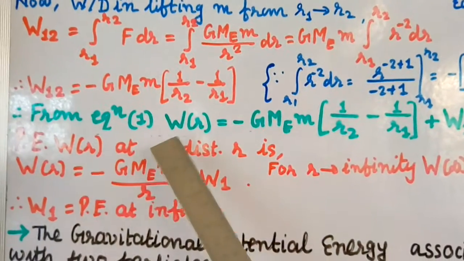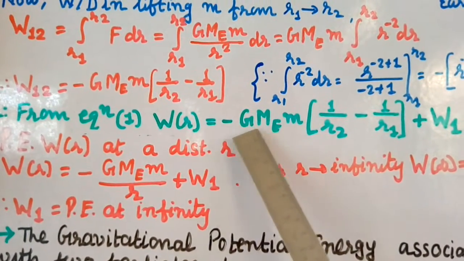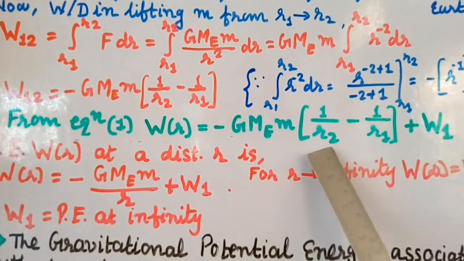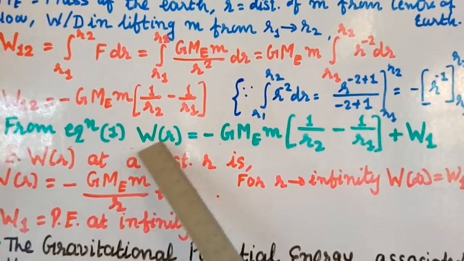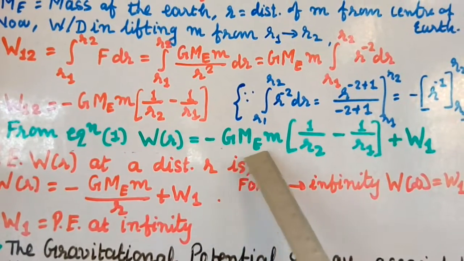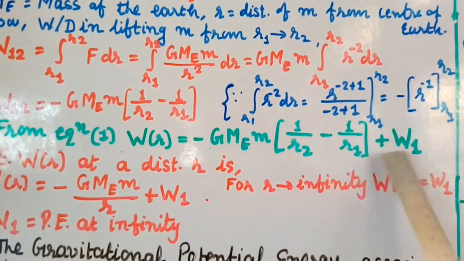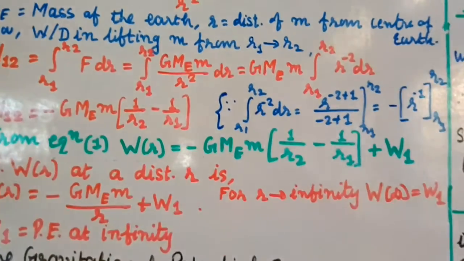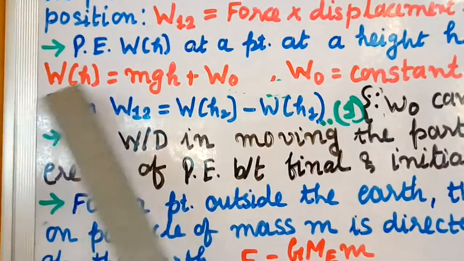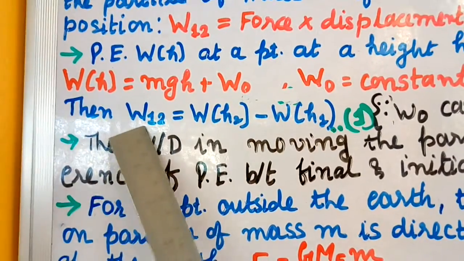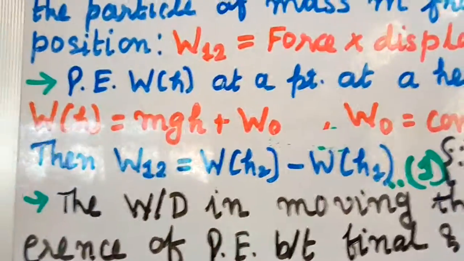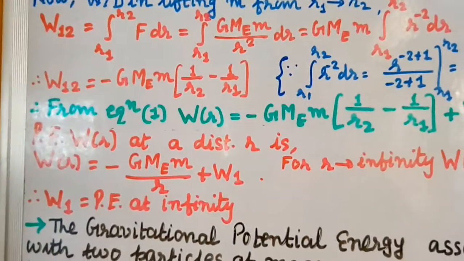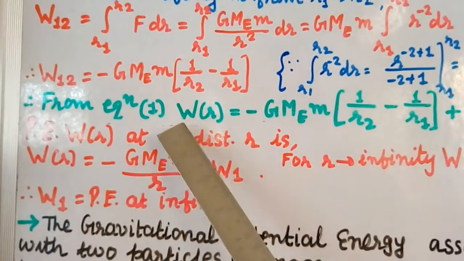From equation 1, W_R equal to minus G M_E m into 1 by r2 minus 1 by r1 plus W1. So we can say the work done W_R is equal to minus G M_E m into 1 by r2 minus 1 by r1 plus W1. In the previous case it was W of h, so W12 and W_h will be similar, so I can put here W_R. Here it is for R, this was for the height h; here it is for the displacement or distance R. Therefore it is written as W_R.